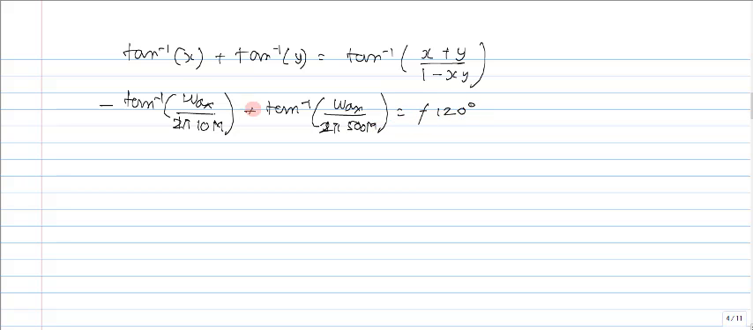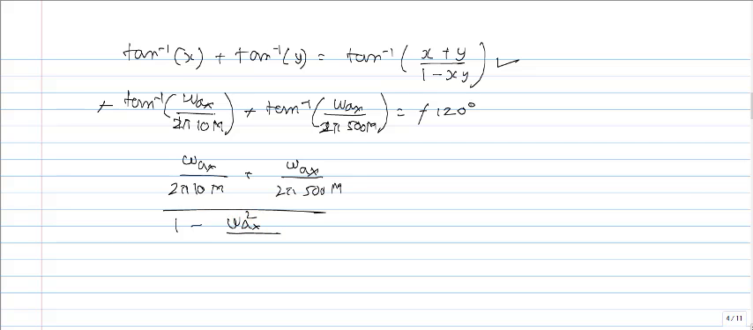So you can just cancel out all of these negative terms, and you can rewrite this entire expression based on this, correct? So it would be equal to omega gx divided by 2 pi 10 mega plus omega gx divided by 2 pi 500 mega, divided by 1 minus omega gx square into this product term, which is 2 pi 10 mega into 2 pi 500 mega. Okay, yeah, so that's supposed to be equal to tan of 120 degree.